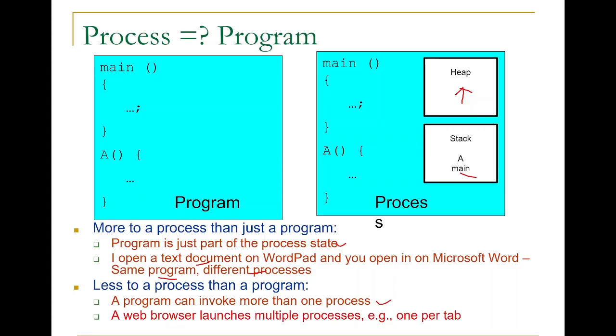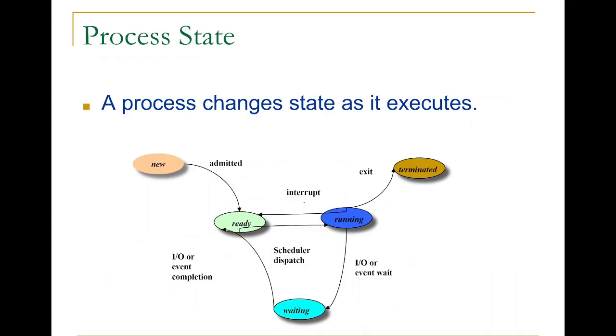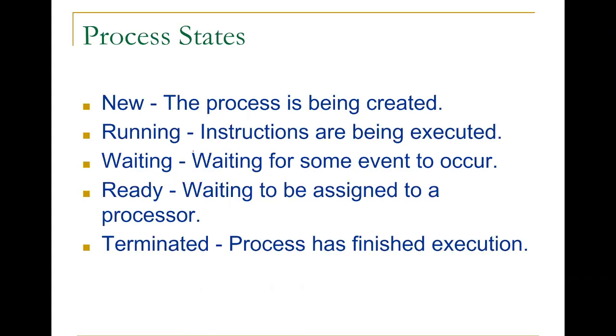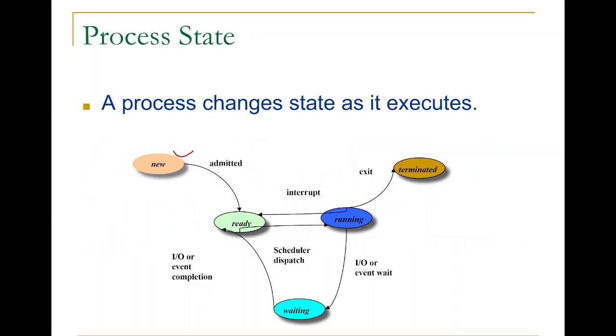All right. Now, a process has different states, diverse states. The process changes states as it executes. The initial stage is when it's created, and that is what we call the new state. The new state is when it is being created. It has a running state. It has a ready state. The ready state is when it has entered into a queue and it is ready to be executed by a CPU. So it's admitted into the ready queue.